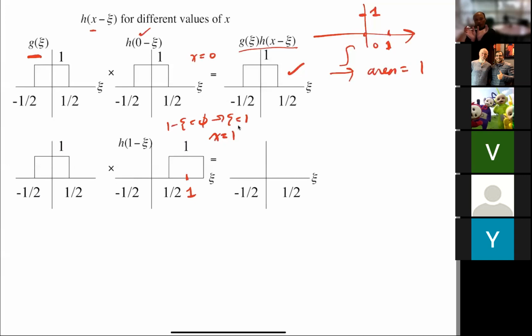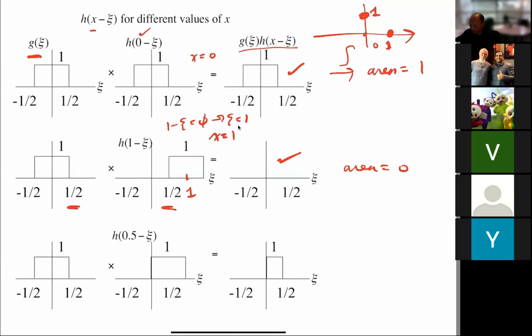Now I look at those two rect functions. This ends at a half and this begins at a half. So when I multiply those two together, I get nothing, right? So the area here is equal to 0. So I know here I would plug in this. I had 1 here and I have 0 here, okay?